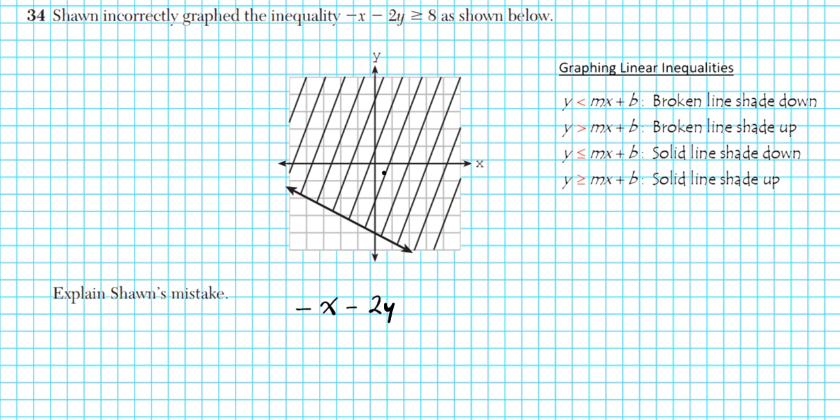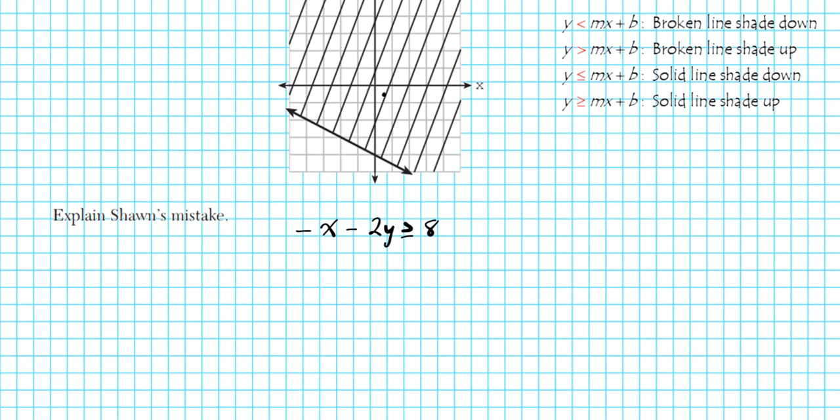Negative x minus 2y greater than or equal to 8. We're going to place this in slope-intercept form, basically get y isolated. To do that, we're going to add x to both sides and then divide by negative 2. So let's go ahead and add x to both sides of the inequality. We'll have negative 2y is greater than or equal to x plus 8. To get y isolated, we're going to divide both sides of our inequality by negative 2. So what does that give us?